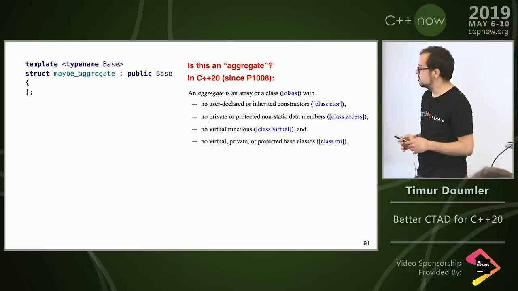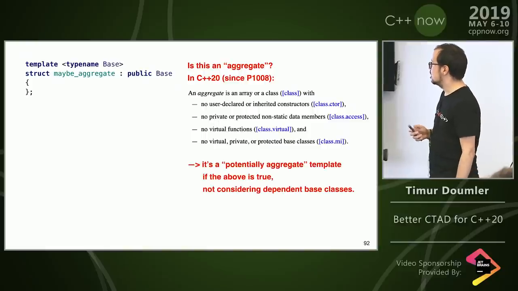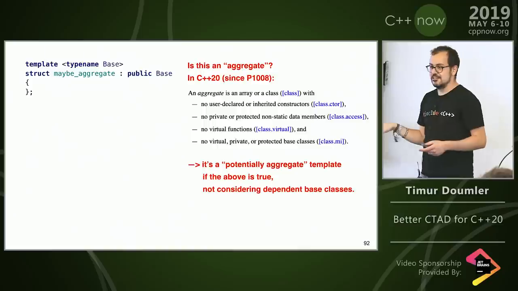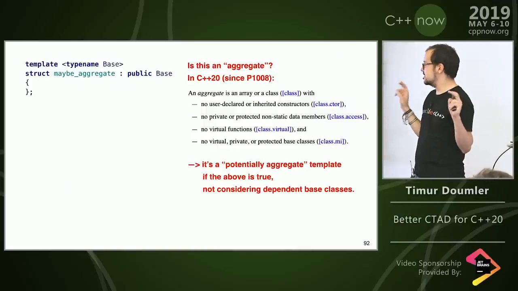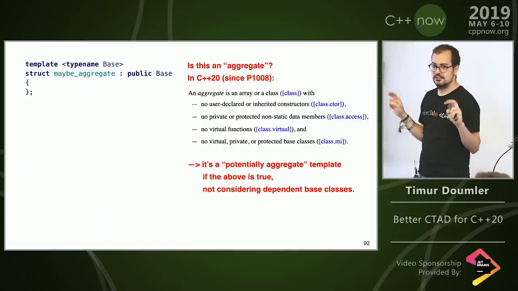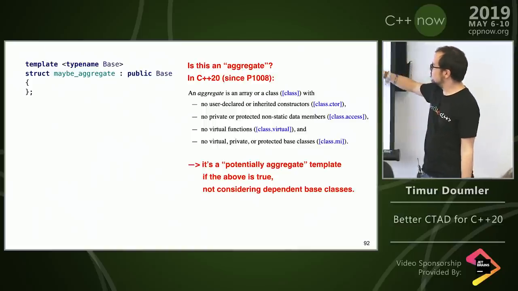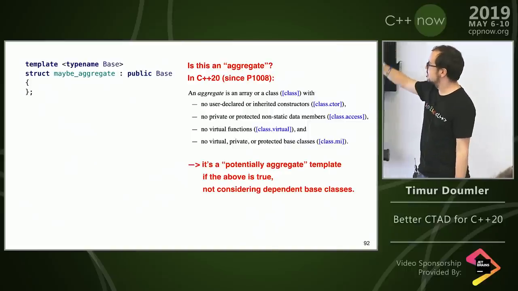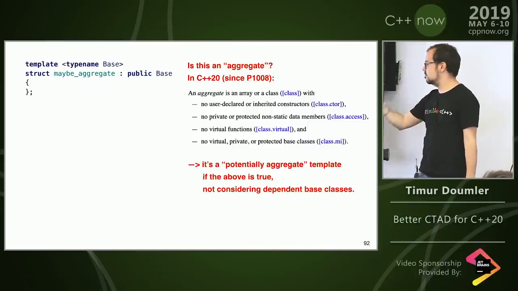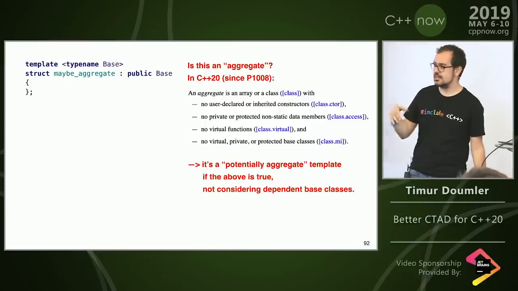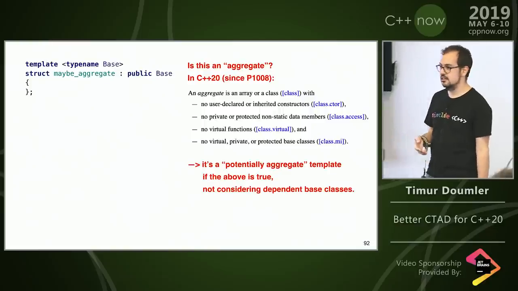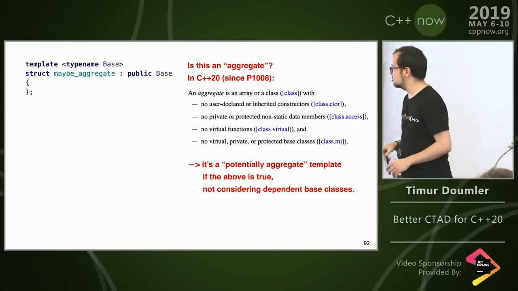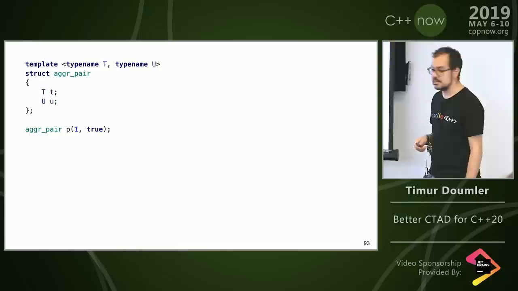So what we ended up doing is, in order to do this, we're going to say, okay, this template is potentially aggregate. So we're going to just apply these rules, which are not meant to be used on templates. We're going to apply them to this template, and we're going to see if they are true. And we're going to ignore dependent base classes, because in this case, we can't tell. Right? So this would be a potentially aggregate template, and this would also be a potentially aggregate template.